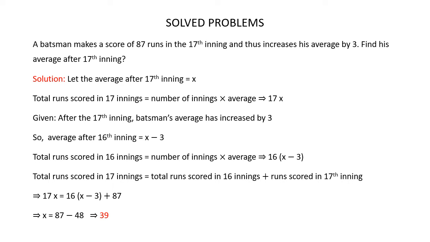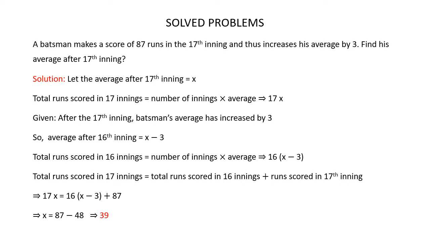Now it's given that after the 17th inning, the batsman's average has increased by 3. Now we know that the average after the 17th inning is X. So clearly the average after the 16th inning is 3 less than X, which is X minus 3. So average after 16th inning is X minus 3. So total runs scored in 16 innings is equal to number of innings multiplied by average. This is 16 multiplied by X minus 3. So total runs scored in 16 innings is 16 multiplied by X minus 3.